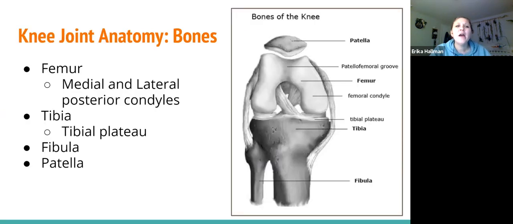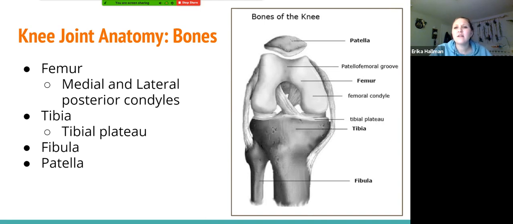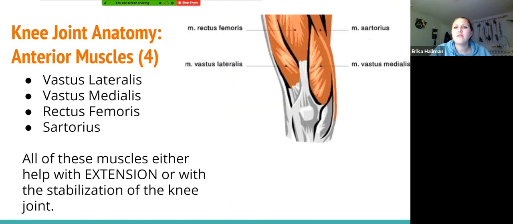All right. So if we strip everything else away and look at the bones involved in the knee, we're going to have the femur. And remember that these 2 protuberances are going to be the medial and the lateral condyle. They're found on the posterior side of the femur. We're going to have the tibia that makes the tibial plateau. And then we're going to have the fibula, and lastly, our little patella. So those are all the bones that are involved.